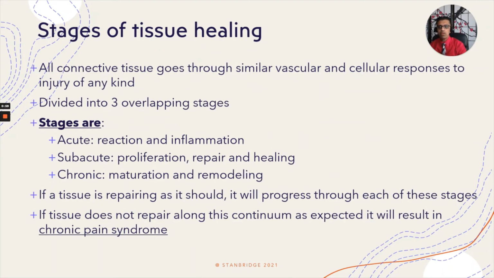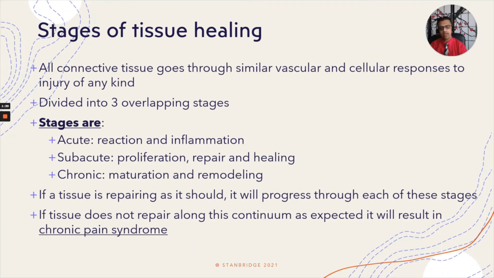Now, all connective tissues go through similar vascular and cellular responses to injury of any kind. They're divided into 3 overlapping stages. So here's the key: overlapping stages. It's not that all of a sudden you're out of acute and then immediately into subacute. They overlap, and in some patients it varies a little bit, but you have a general guideline. So the 3 stages are acute, subacute, and chronic.